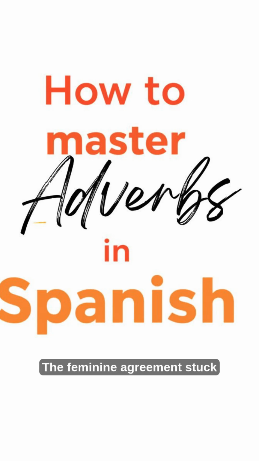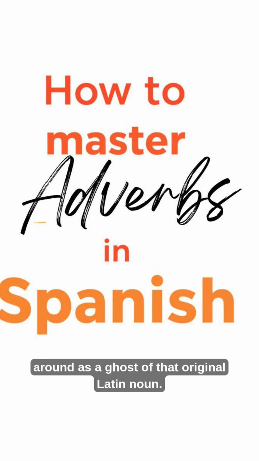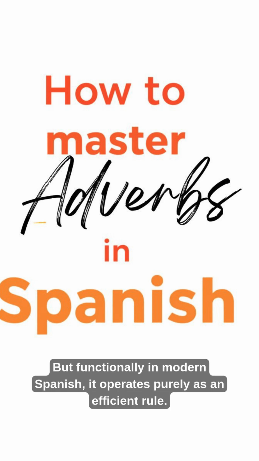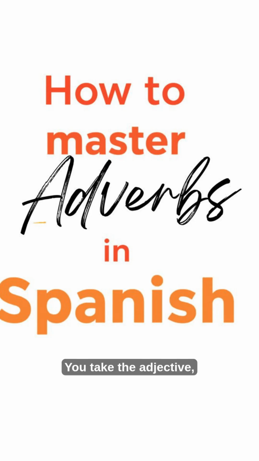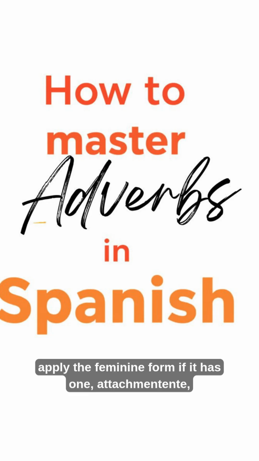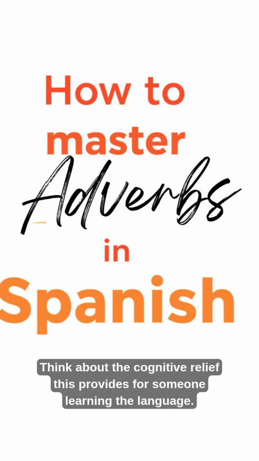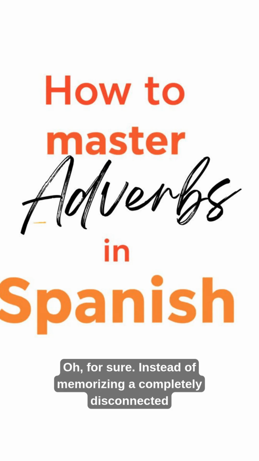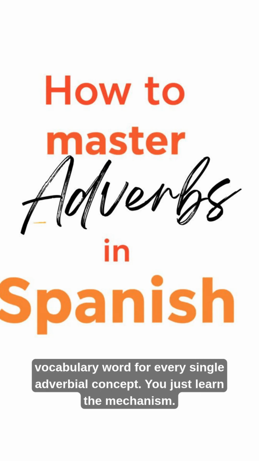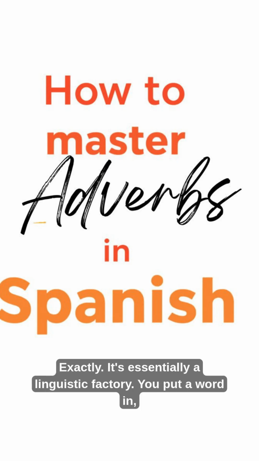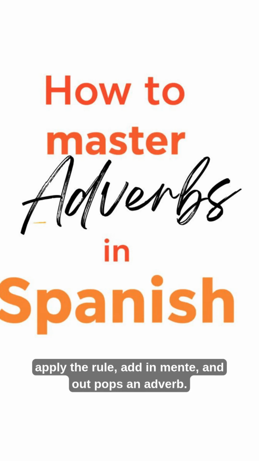Precisely. The feminine agreement stuck around as a ghost of that original Latin noun. But functionally, in modern Spanish, it operates purely as an efficient rule. You take the adjective, apply the feminine form if it has one, attach mente, and boom, you have a new tool. Think about the cognitive relief this provides for someone learning the language. Oh, for sure. Instead of memorizing a completely disconnected vocabulary word for every single adverbial concept, you just learn the mechanism. Exactly. It's essentially a linguistic factory. You put a word in, apply the rule, add in mente, and out pops an adverb.